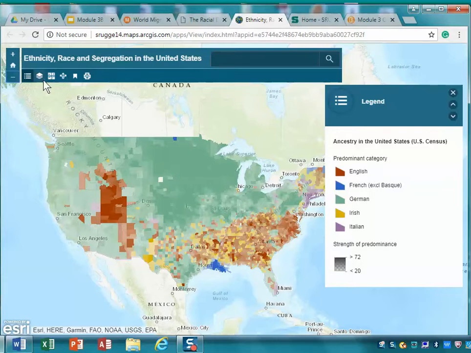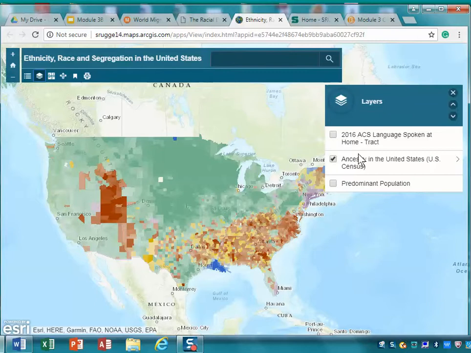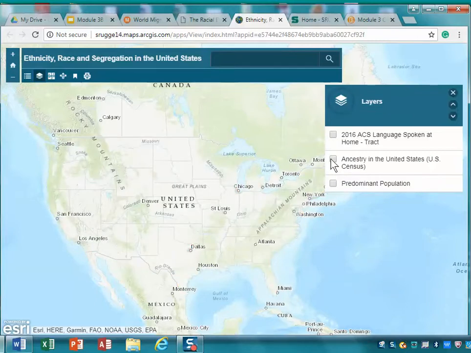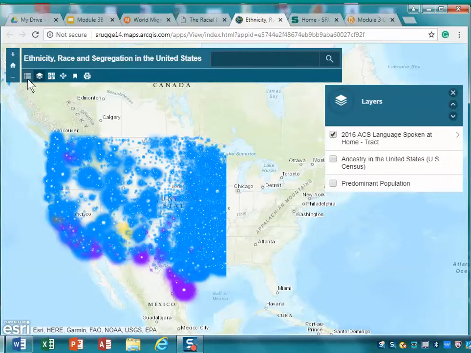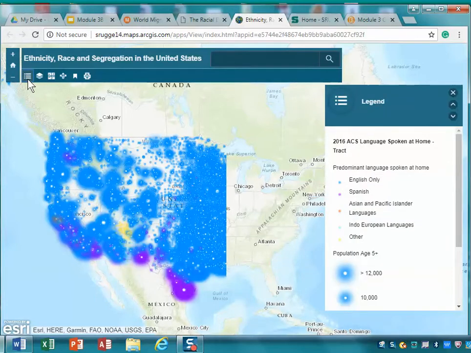Okay, the last layer that I'm asking you to look at is languages spoken at home. Now again, this is a contemporary issue that we can look at, and this is a good way of understanding the strength of culture in an area. And so when you see this map, and I'm going to turn on our legend again, rather than being a shaded area, this shows each of the census tracts and what language is spoken at home.